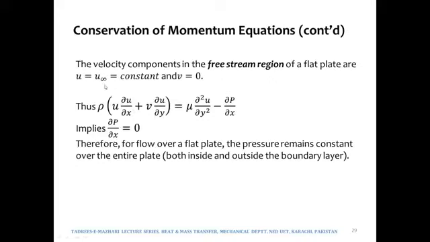Now over here it says that the velocity component in the free stream region, so we are now talking about the region outside the boundary layer, is constant. We usually represent it with u infinity is constant, and v is in fact 0, because there is no y component of velocity outside the boundary layer in the free stream region, because it would be flowing all along the x-axis. So therefore this equation which we had derived a little bit earlier, I will show you.